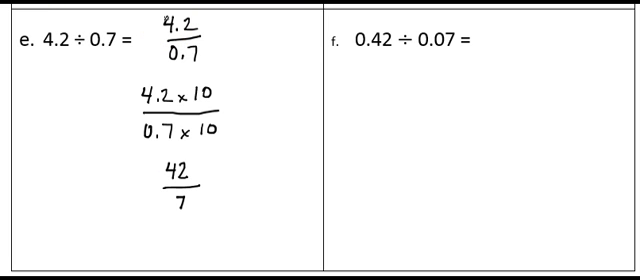Now I read this as a division problem. 42 divided by 7 equals 6. That means it takes 6 groups of 7/10 to equal 4 2/10.